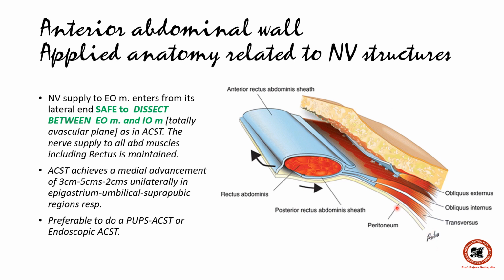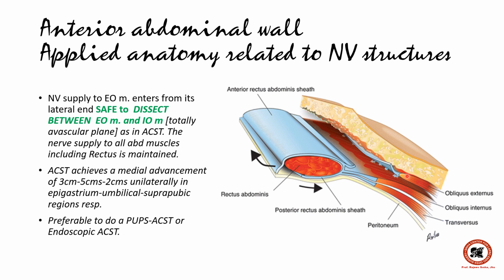Now, the anterior abdominal wall, as related to the neurovascular structures: see, this is the external oblique and the vessels are lying here. Now, what about the supply to the external oblique? It always enters from the lateral end. And that is why when you're doing a mobilization in anterior component separation, it is always done in between the external oblique and the internal oblique. This is the plane where the mobilization is done, right? The cut is made about 2 to 3 centimeters lateral to the linea semilunaris.